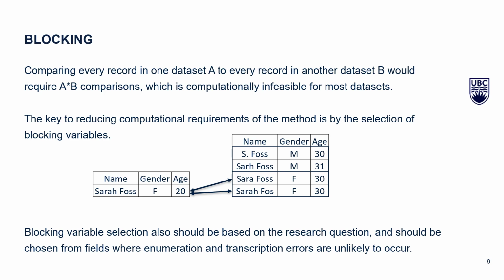So, in the case of the example on the screen, if the researcher chose to block on gender, then the record on the left would then only be compared to the records that have the gender specified as female on the dataset on the right, reducing the comparisons that need to be made on each record by half in this case. Because this will totally block consideration for some records as matches, it is very important that blocking variables should be chosen from fields where enumeration and transcription errors are unlikely to occur.